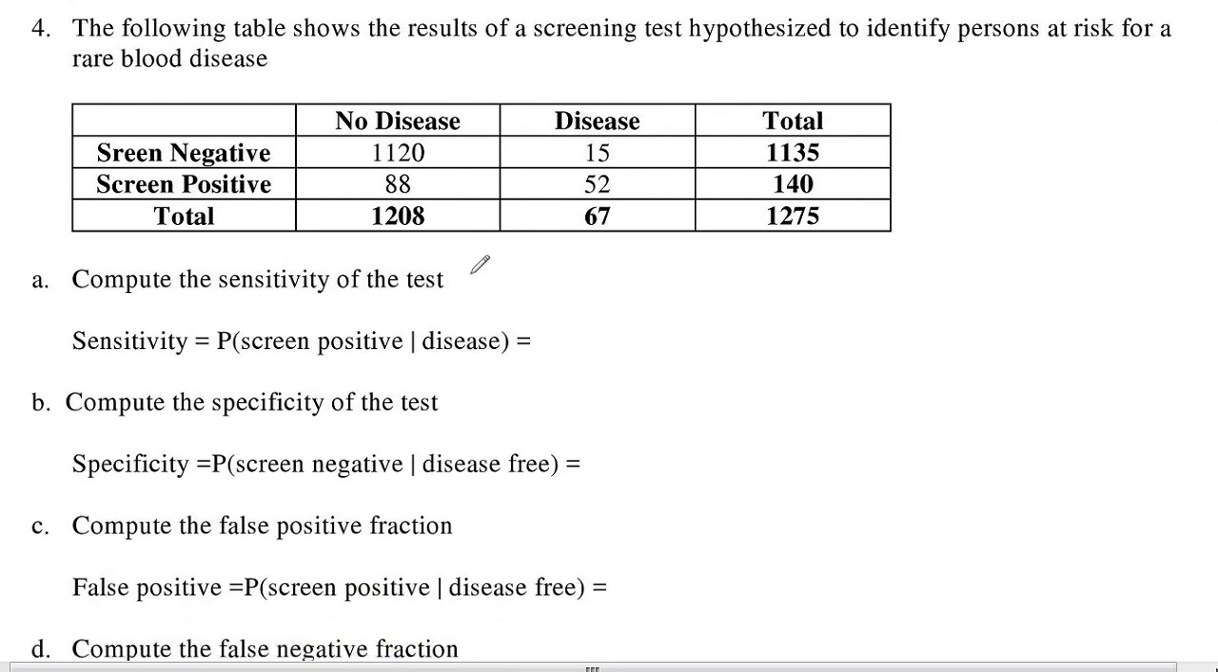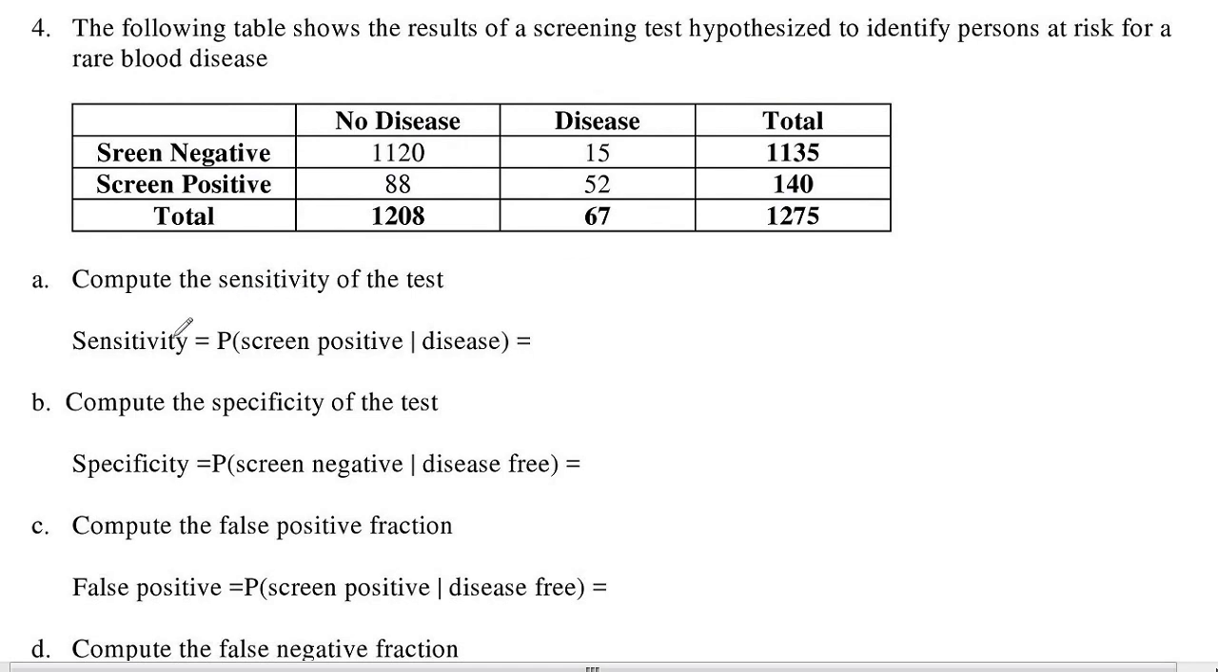And then number 4, let's see, the following table shows results for a screening test that's hypothesized to identify people at risk for a rare blood disease. So our results are divided up by whether the screen was negative or positive, and then whether or not the disease was present. I've got column totals and row totals here. So first they ask us to compute the sensitivity of the test.